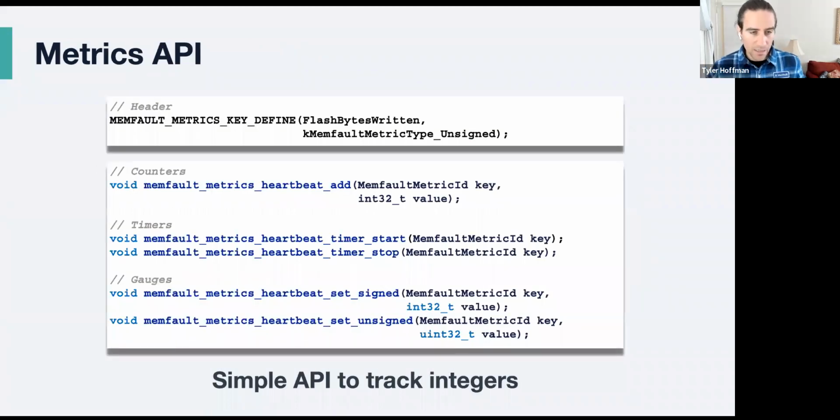There are 3 types of metrics I would generally classify them as: a counter, a timer, and a gauge. We'll go over each of those, but this is generally the API that you can expect to use, collecting metrics on your own system or collecting metrics through the Memfault library and ultimately service.